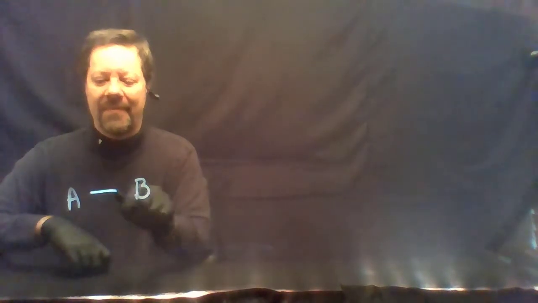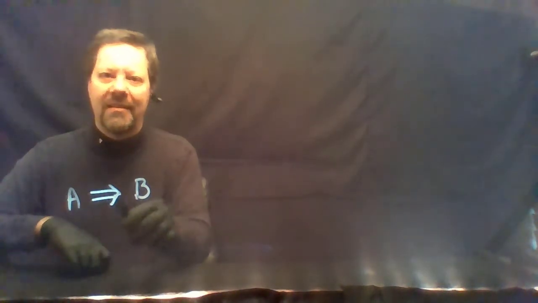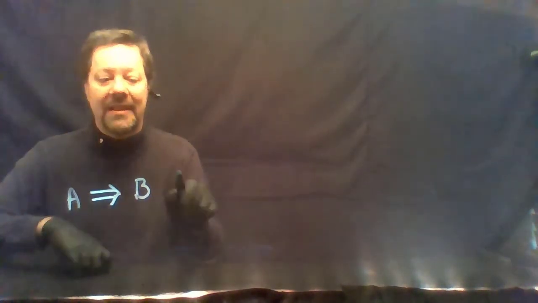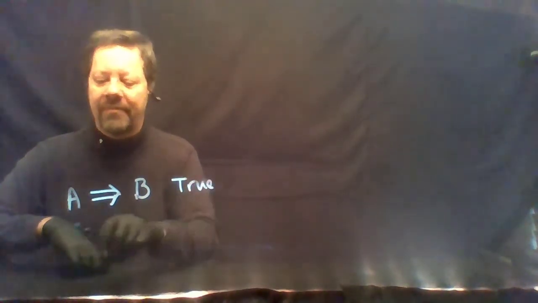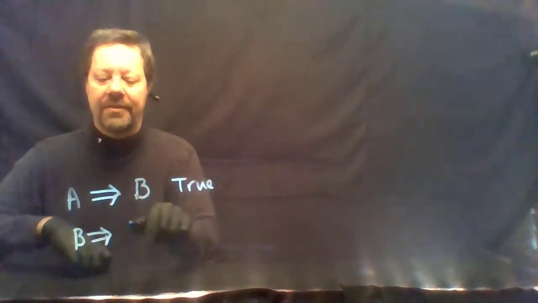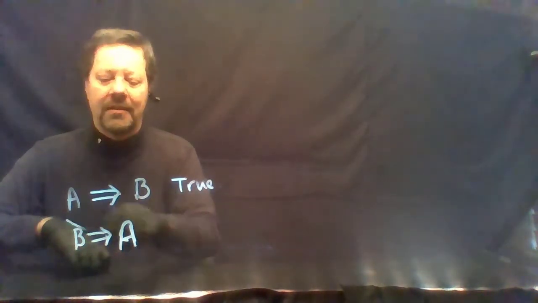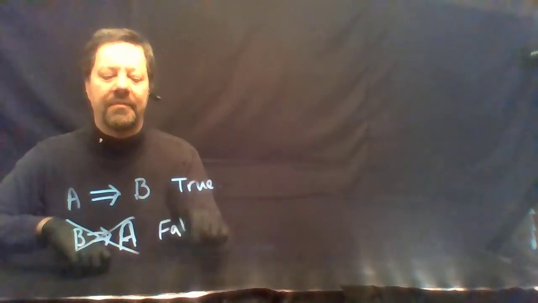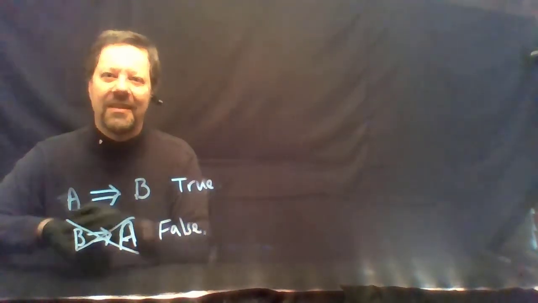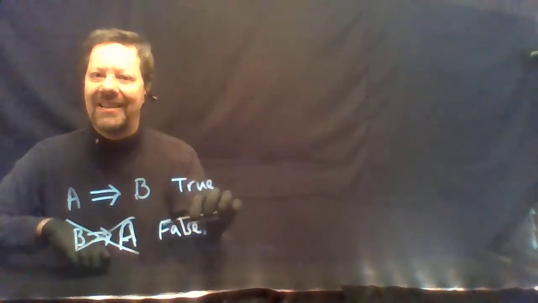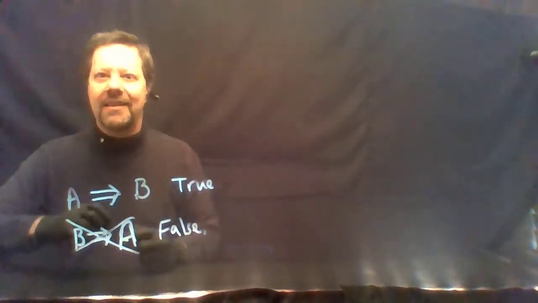Suppose A is the statement, I am in Paris, and B is the statement, I am in France. A implies B would be the statement, if I am in Paris, then I am in France. Let's suppose that's a true theorem. Let's look at the converse. B implies A. If I am in France, then I am in Paris. Well, that's not true. That's a false theorem. So an implication can be true, and yet its converse false. You need to understand that.